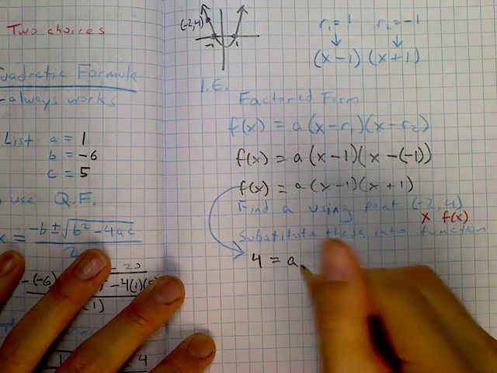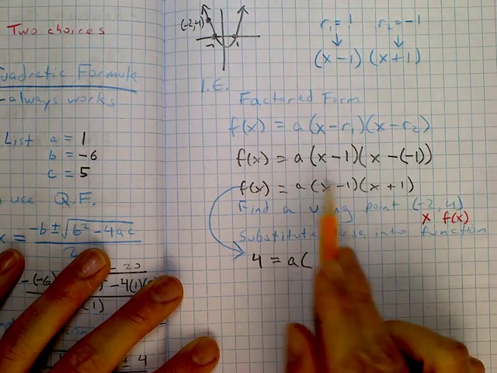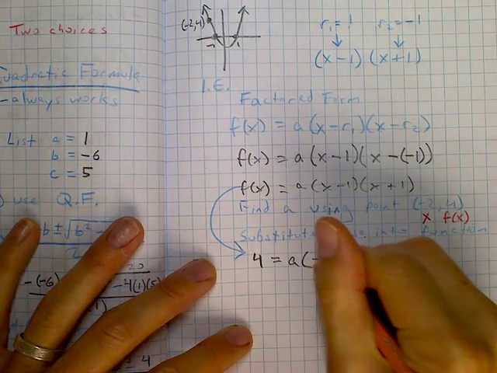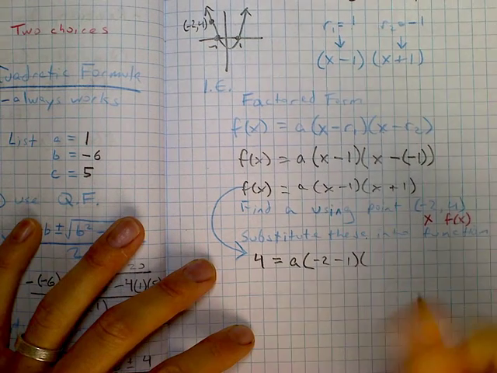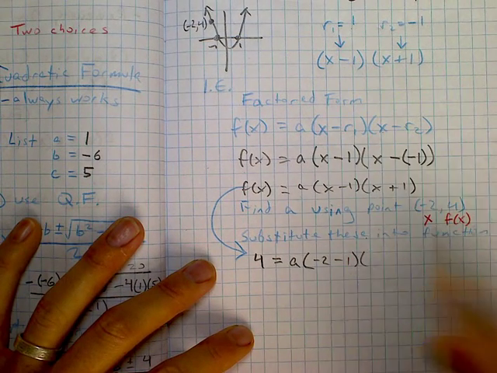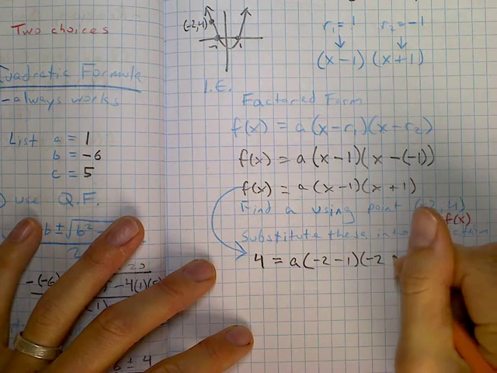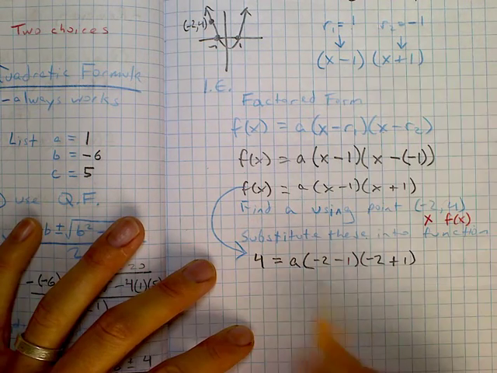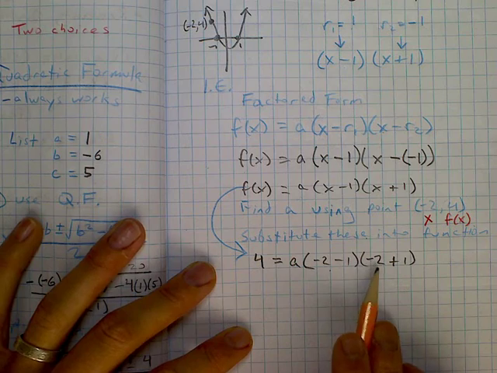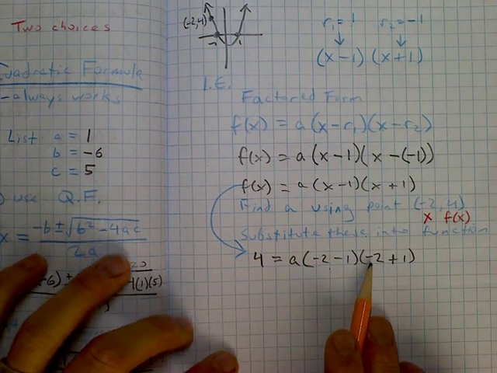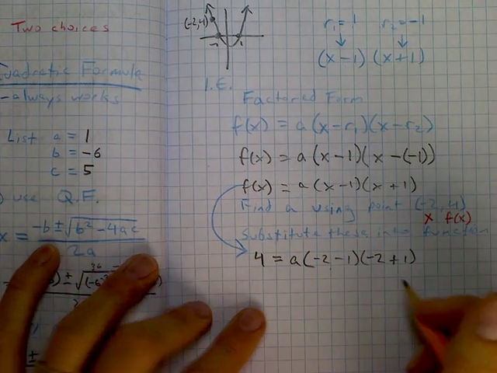Nothing, because I don't know what a is. That's what I'm trying to figure out. What am I gonna plug in for x? So -2 minus 1 here, and then for x I'm gonna plug in -2 again. I want to plug it in both places. It's not -2 times x. I'm replacing x with -2. I'm substituting. And so we're going to solve for a.